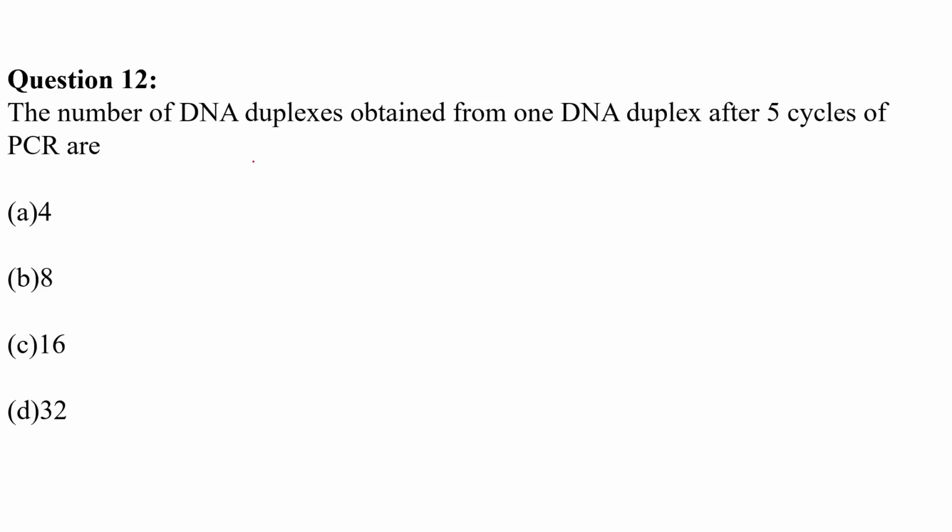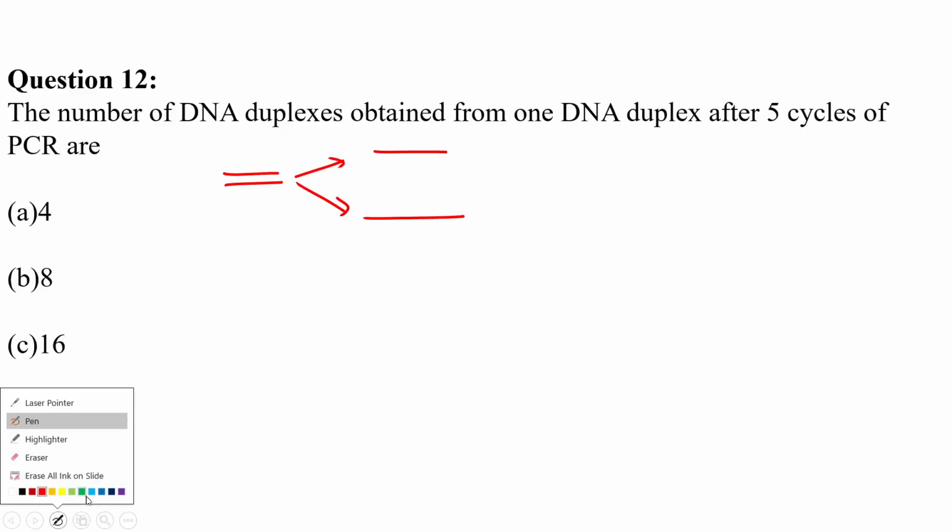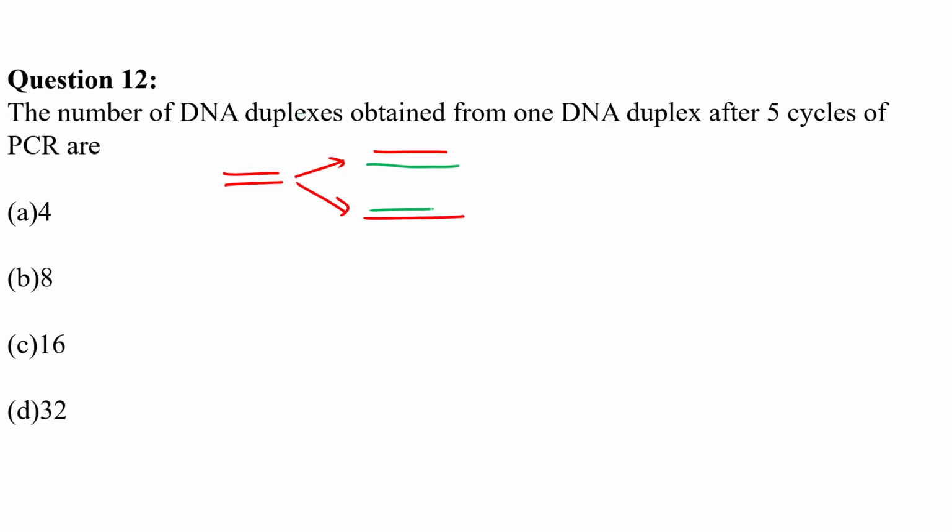So if I have a double stranded DNA, what will happen? This double stranded DNA will separate into two single strands, right? And then a new strand will form against these again. So this will be cycle number 1. From one strand we have 2 strands. Again from each of these strands we will have 2 more strands, right?